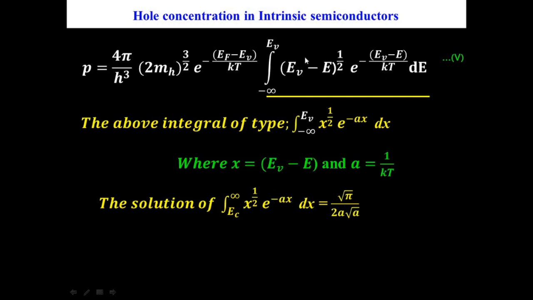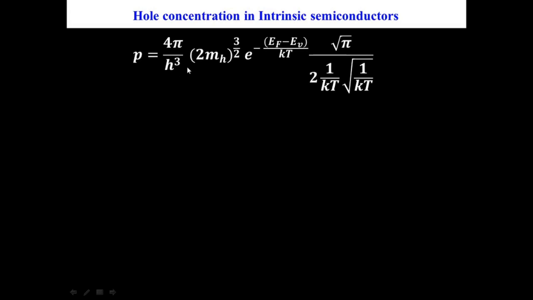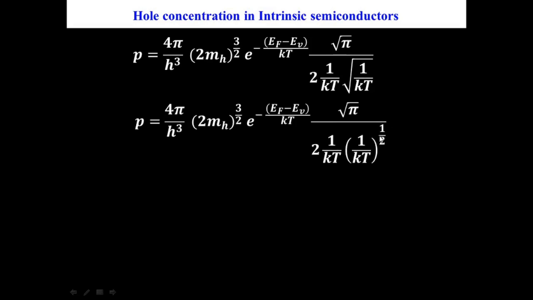So we will put the solution of this integral in this form. By putting the solution of this integral, equation number 5 becomes, okay, this is the constant 4 pi by h cube into twice m_h to the power 3 by 2, exponential of minus Ef minus Ev by kT. Now by putting the solution of that integral, root pi by 2 into 1 by kT into under root 1 by kT, where a is 1 by kT. Now we'll solve this: 1 by kT to the power 1, and here 1 by kT to the power half.